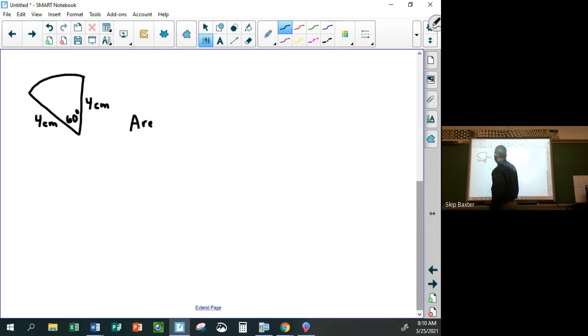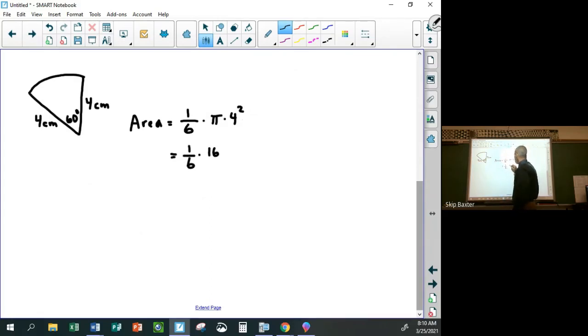The area here would be 1/6 of pi r squared. This is 1/6 of 16 pi. 16 and 6, it's not evenly divisible, but I could simplify it a little bit. I could cut them in half, it would be 8/3. 8/3 pi would be the exact area of that sector, and this would be centimeters squared.